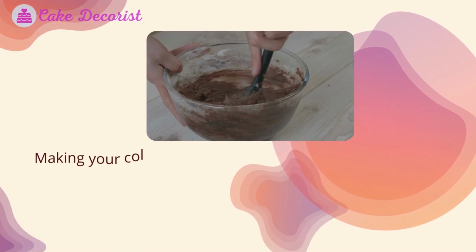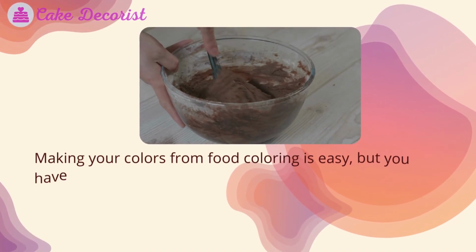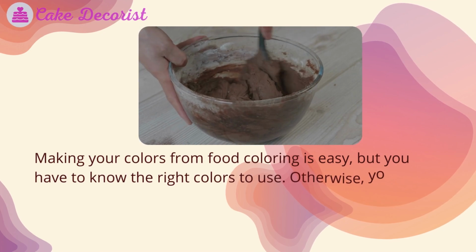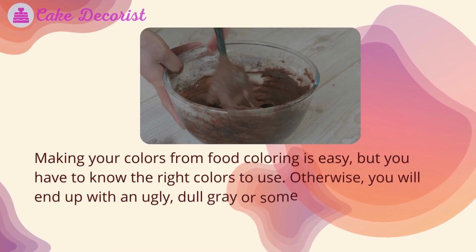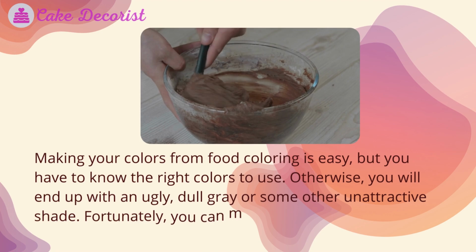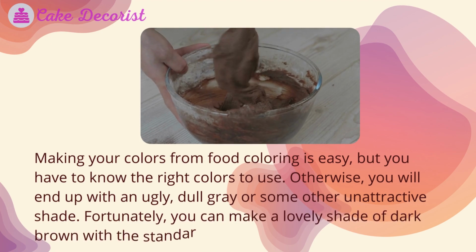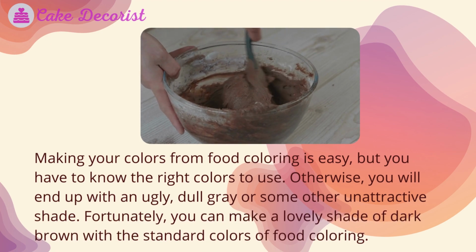Making your colors from food coloring is easy, but you have to know the right colors to use. Otherwise, you will end up with an ugly, dull gray or some other unattractive shade. Fortunately, you can make a lovely shade of dark brown with the standard colors of food coloring.